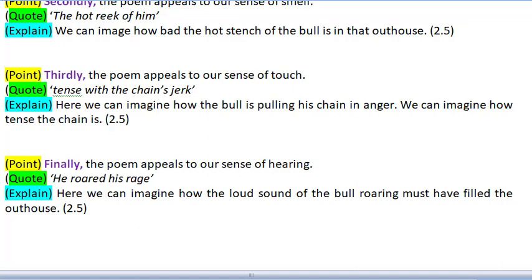Highlight the key words in the question. Use those key words to make your introduction. Make paragraphs following the formula point, quote, explain. And you should do fine.